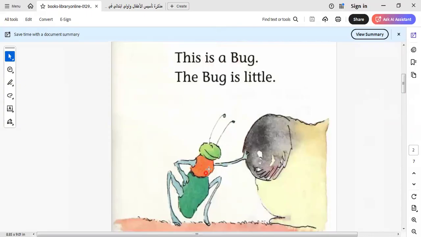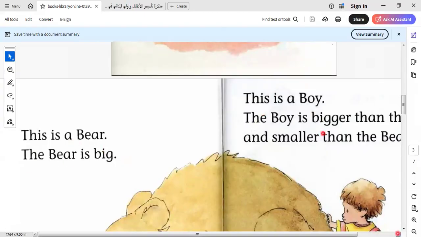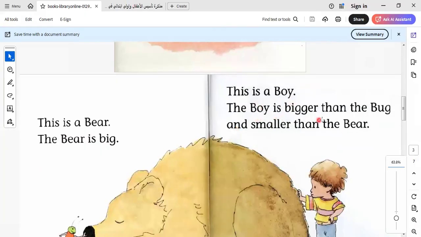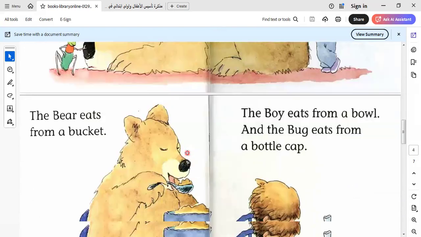This is a bug, a small insect. This is called a bug. The bug is little. This is a bear. The bear is big. This is a boy. The boy is bigger than the bug and smaller than the bear. So the size of the boy is bigger than the bug and smaller than the bear.